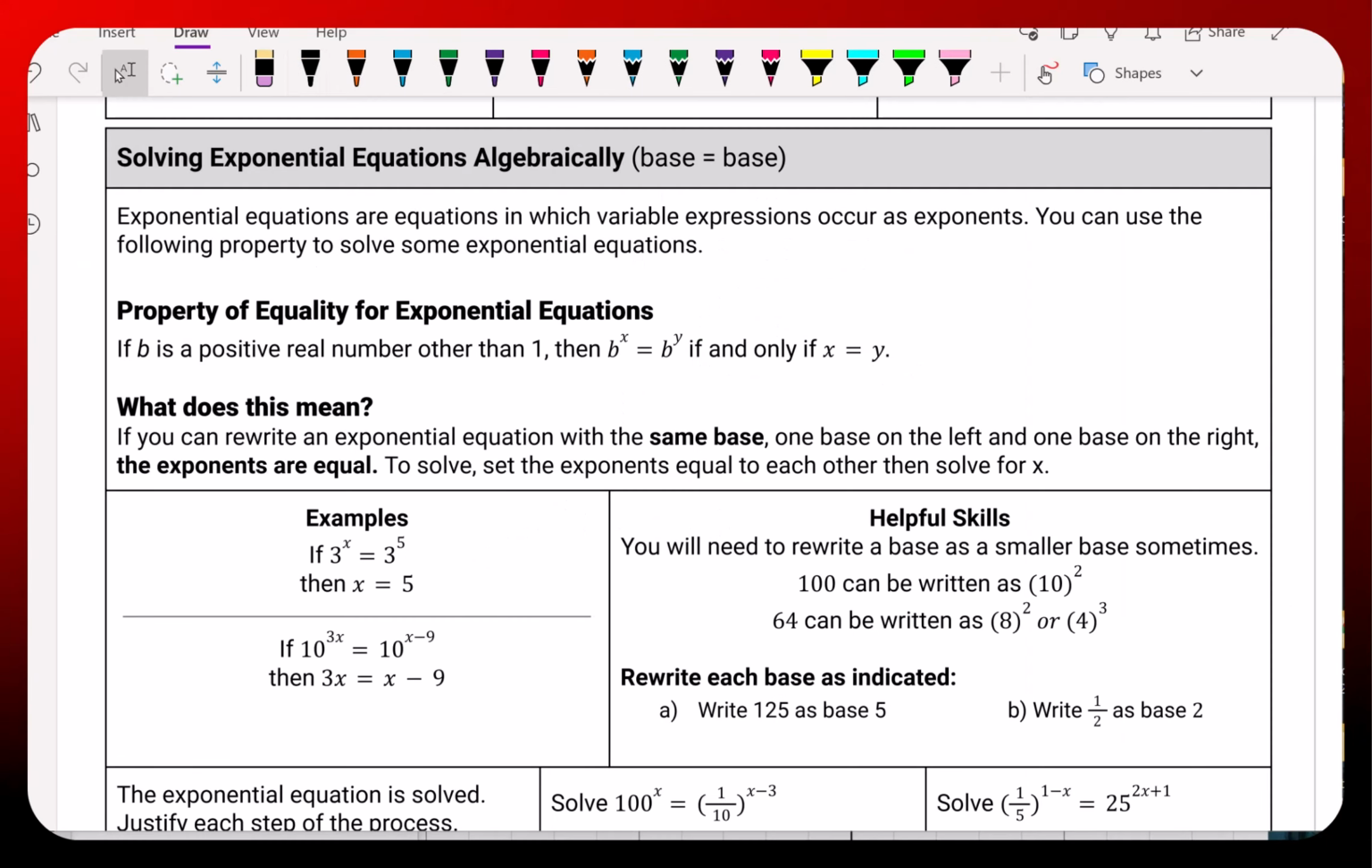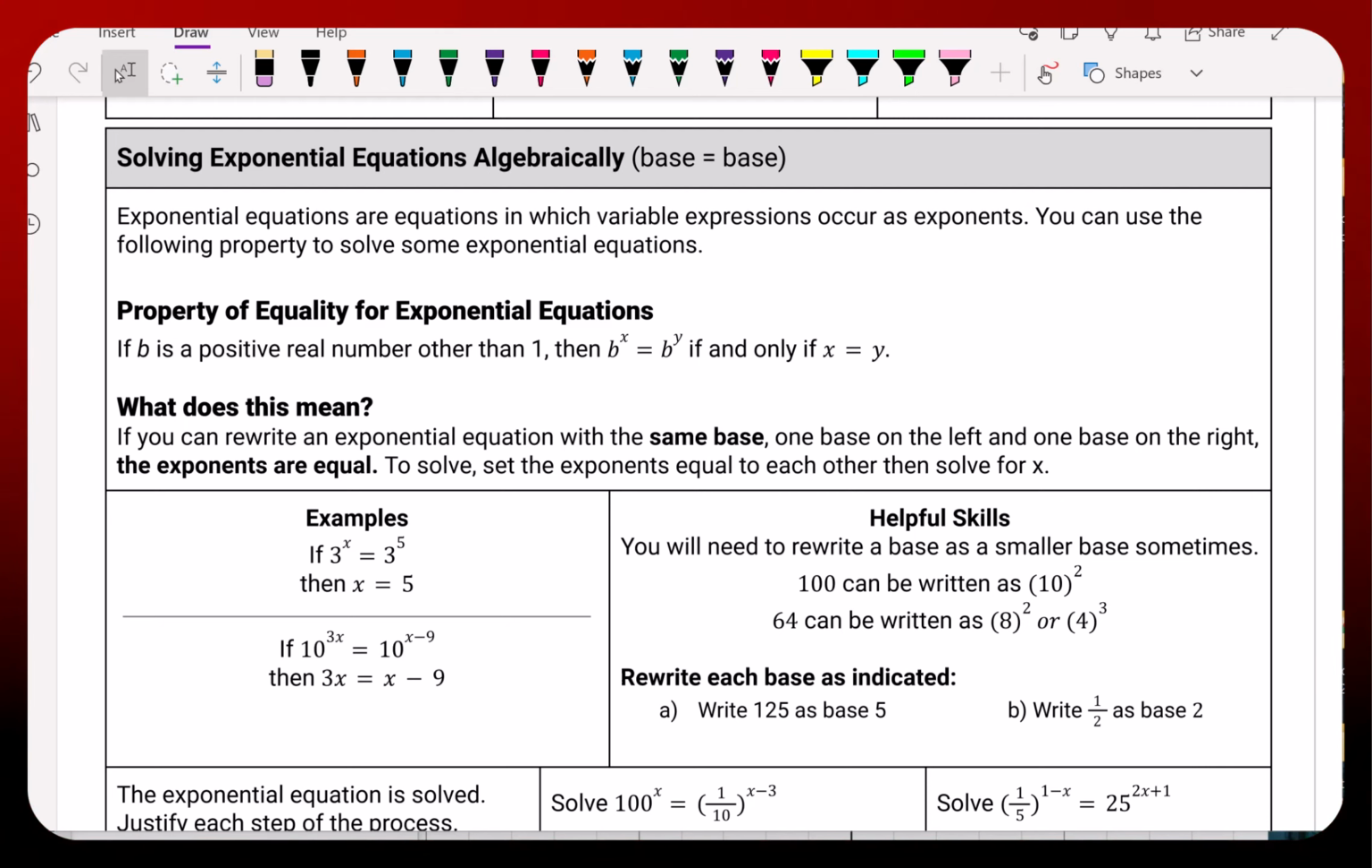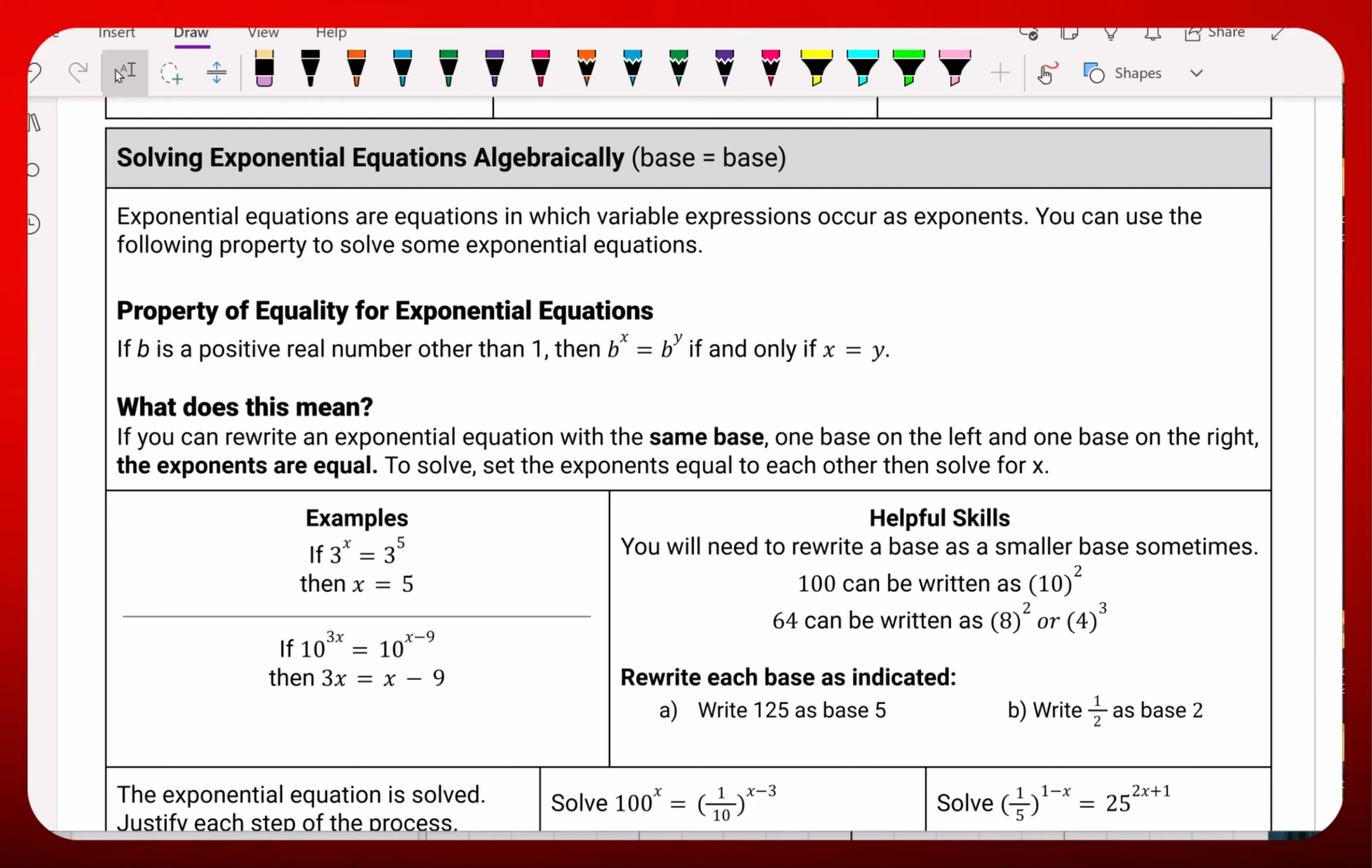Okay, so in the second part, we're going to learn how to do this without technology. We're going to use something called base equals base. They don't call it that in the textbook. That's kind of a thing that I do. What they do is they use something called the property of equality for exponential equations.